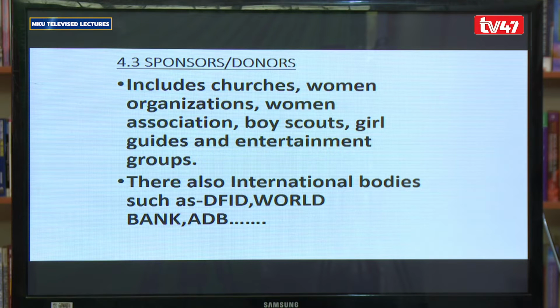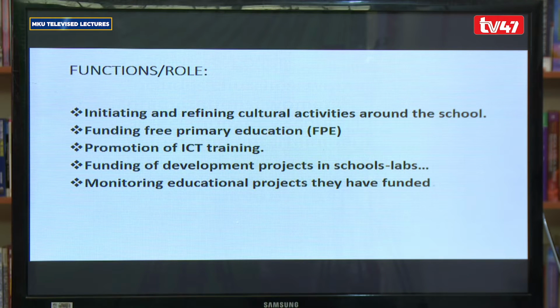The other agent is the sponsors or the donors. This includes the churches, the women organizations, the women associations, the Boy Scouts, the Girl Guides, and entertainment groups. We also have other international bodies such as DFID, the World Bank, among others, who can be categorized under the sponsors or the donors.